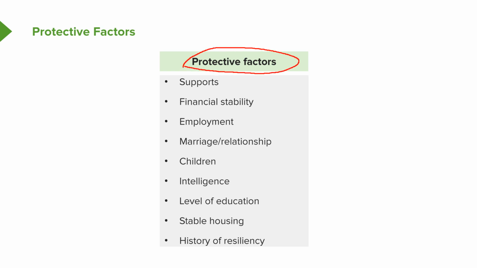So remember, these are resilience factors or protective factors against suicide. And these are the list. You have supports, financial stability, employment, marriage, relationship, children, even having high intelligence, a high level of education, or stable housing, or a history of resilience. All of this allows people to be protected, no, from a risk of suicide.